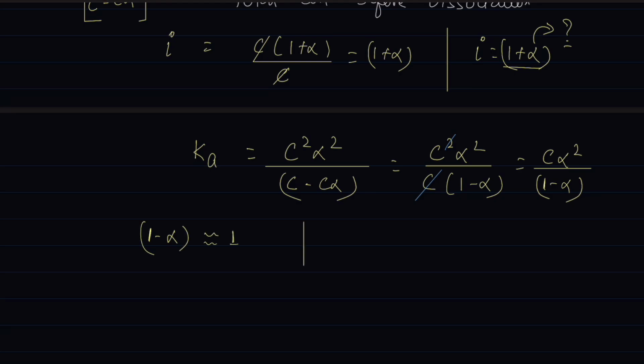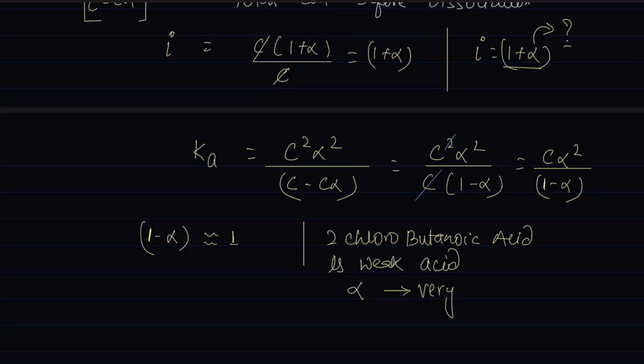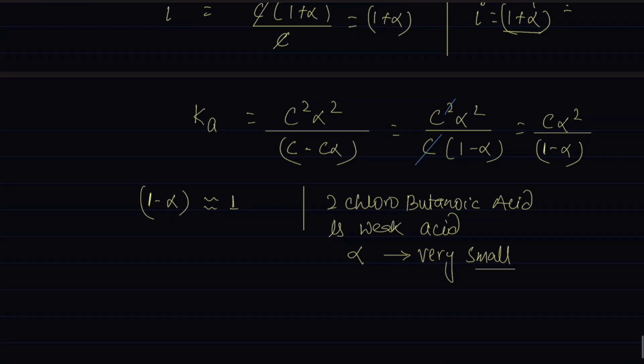Why? Because 2-chloro-butanoic acid is a weak acid. So due to the weak acid, its degree of dissociation alpha is very small. Because this value is very small, 1 minus alpha, if you subtract it, is almost equal to 1. So now we can write it as Ka is equal to C alpha square by 1.